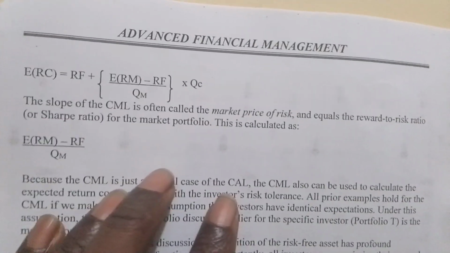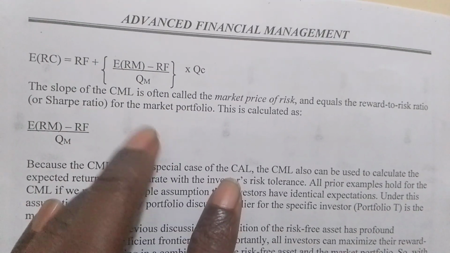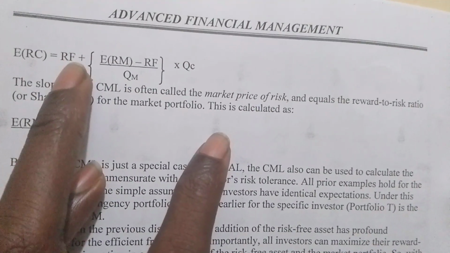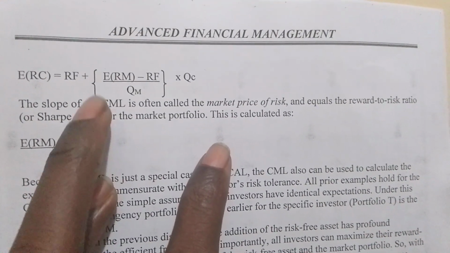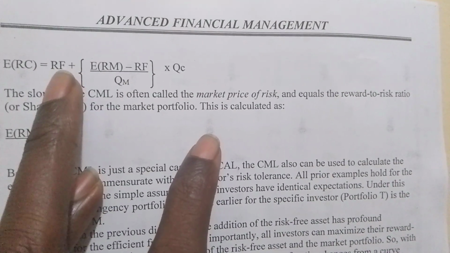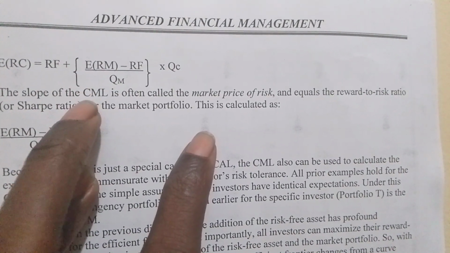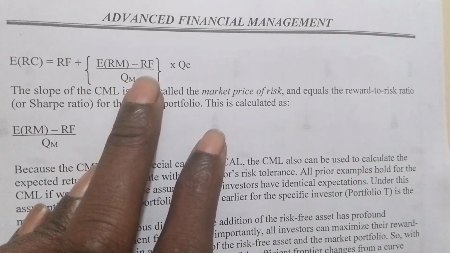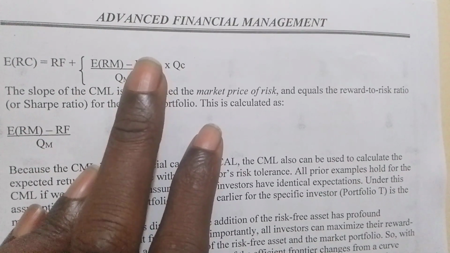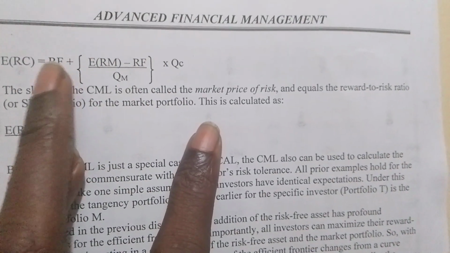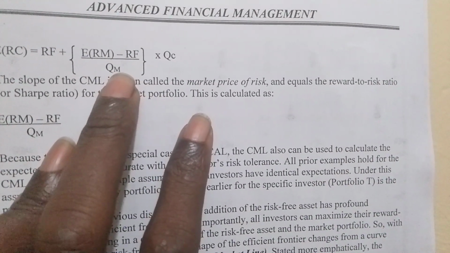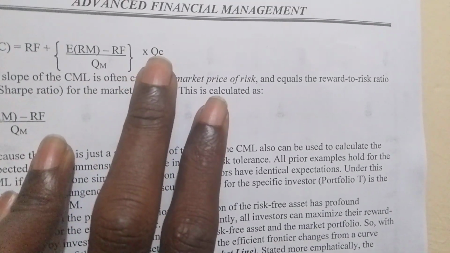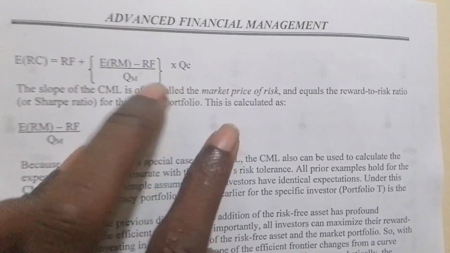Or I'll show you the formula again. Once again, you can see our formula there. To calculate expected return using capital market line, you'll be taking risk-free rate plus, in brackets, expected market rate minus risk-free rate. This risk-free rate is the same as this one, divided by the standard deviation of the market, then you multiply by the standard deviation of the portfolio.